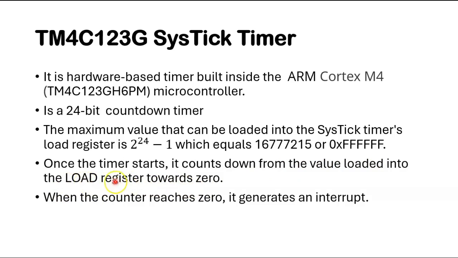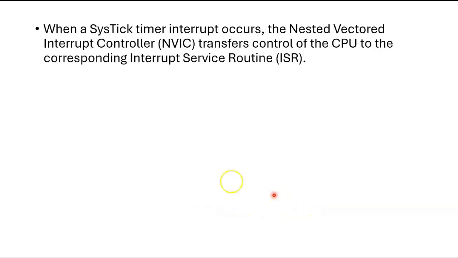We'll come to the load register in a little bit more detail later. When the counter reaches 0, it generates an interrupt. Now, when a SysTick timer interrupt occurs, the nested vectored interrupt controller, or NVIC, transfers the control of the CPU to the corresponding interrupt service routine, or ISR.